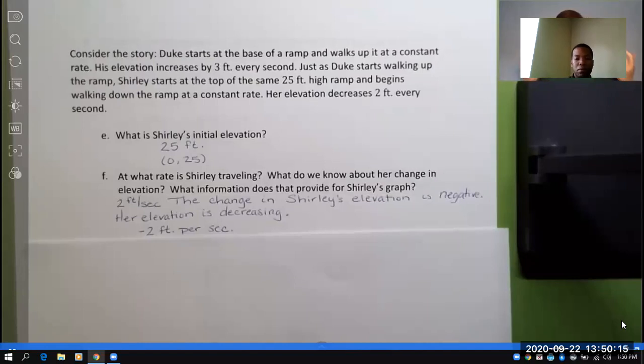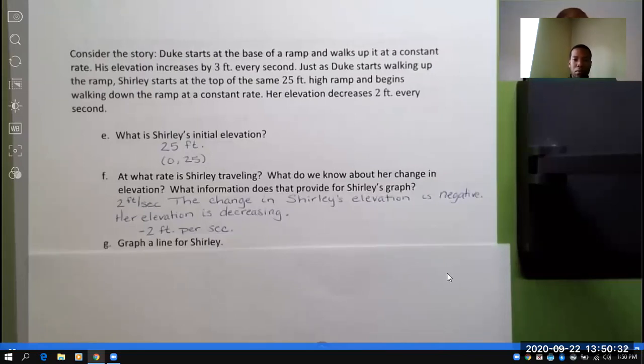Now, does that mean she's actually moving back? No, or in a different direction, but she's moving down, right? So she's moving negative 2 feet every second. All right. So with this information, can we graph a line for Shirley? Let's do the same thing again. You give it a try. And when you're ready, come on back and let's look at the graph.